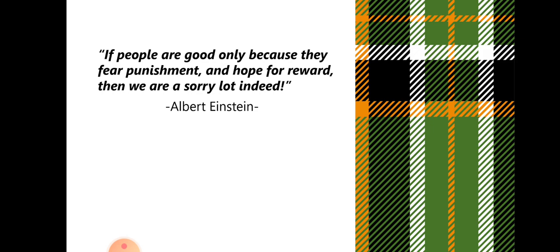So if we connect it to this statement, if people are good only because they fear punishment and hope for reward, then we are a sorry lot indeed. If you're obeying because you fear punishment and you do not use your reason and you do not use your senses for obeying someone, then you're already a robot. That is the meaning of this statement coming from Albert Einstein. So what he is trying to say is we need to use our reason to give our decision every time.